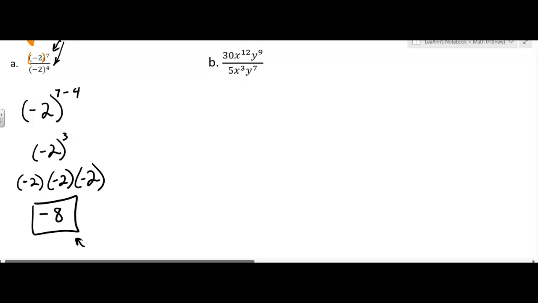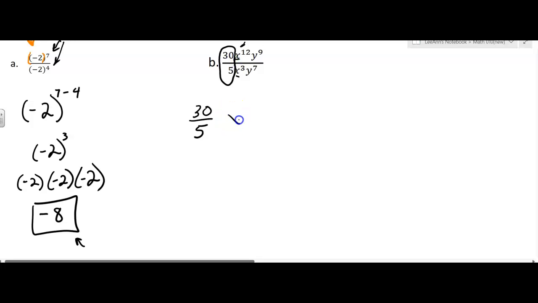Okay, so now our next problem, a little more complicated here. We've got these different bases. Now, these coefficients, those are real numbers. It's like saying, what's 30 divided by 5? They're not exponents. Okay, so I'll have to figure out what 30 divided by 5 is, but that's an easy one. Okay, but then the next one, here I have 2 bases of x.